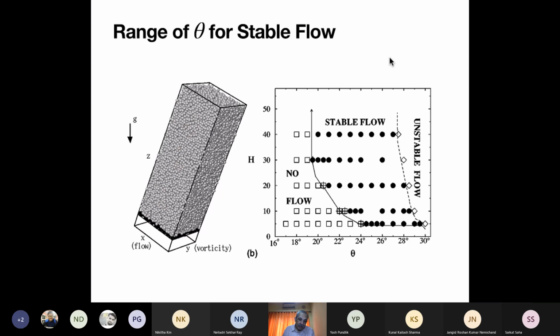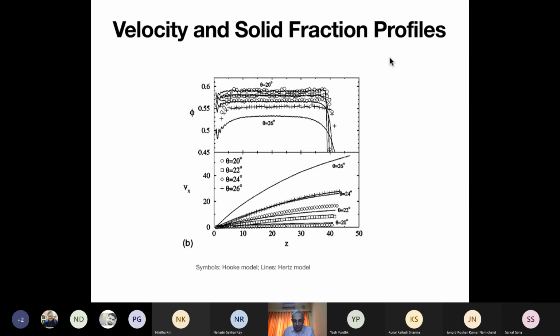This is exactly the same problem that we solved also, flow down an inclined plane, for which we got the Bagnold profile. And these people have done the analysis using LAMMPS, what we now call LAMMPS, but at that time it was their own program. If we look at the region where the flow is steady, this is what you will get. This is the height Z. Phi is the solid volume fraction, and you can see that it's almost constant except near the base and near the free surface.